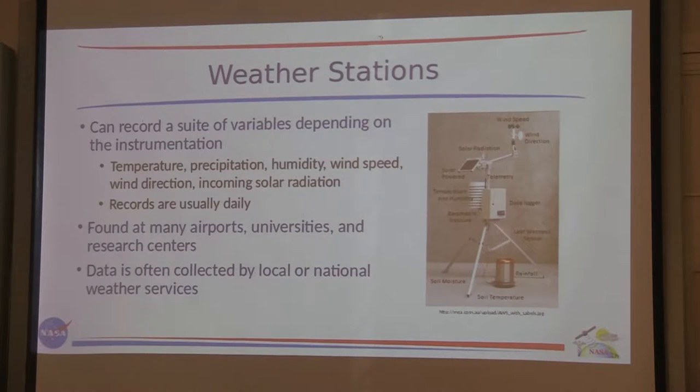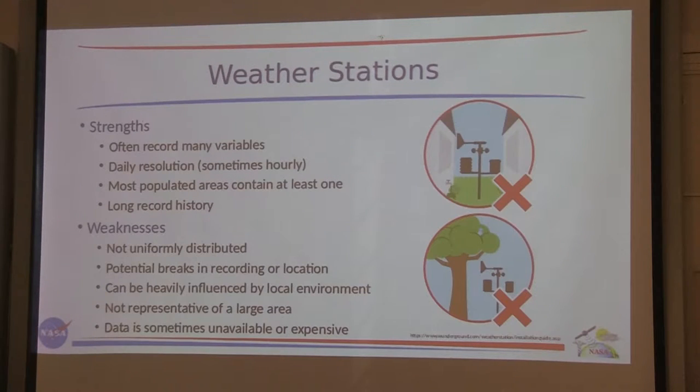So in the United States, we have the National Oceanic and Atmospheric Administration, and they have a whole network of weather stations. A long time ago, they were actually monitored by people. People would go out each day and read measurements on them and write them down. Nowadays, most of them or all of them are automated instead, which makes them a little bit more reliable.